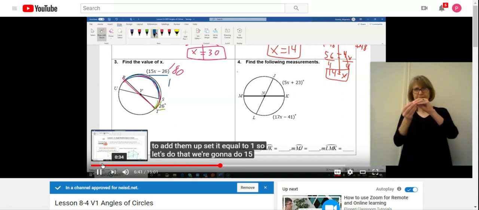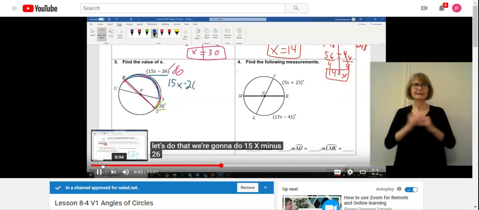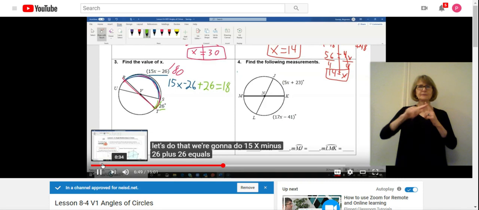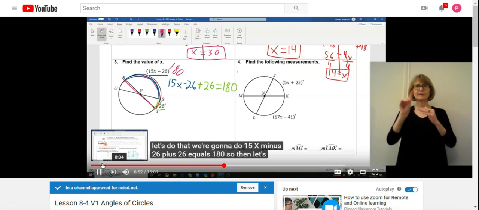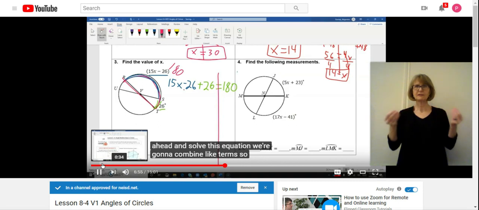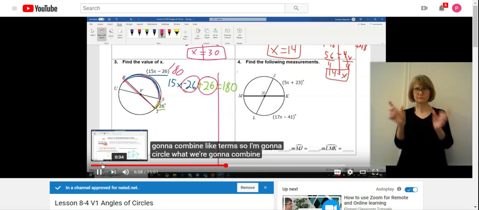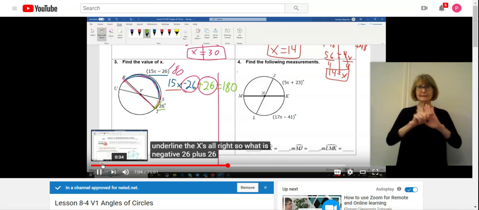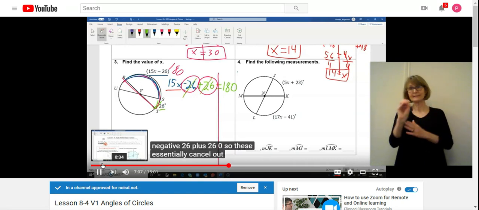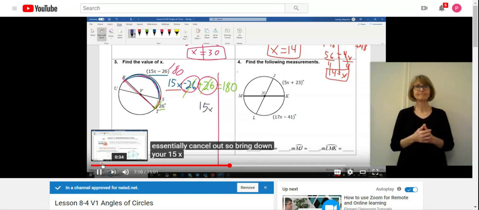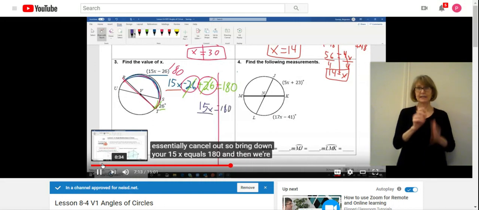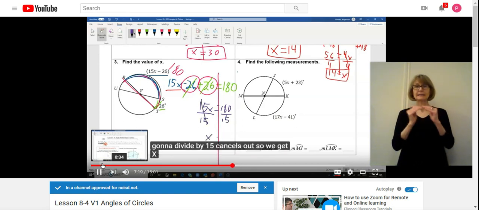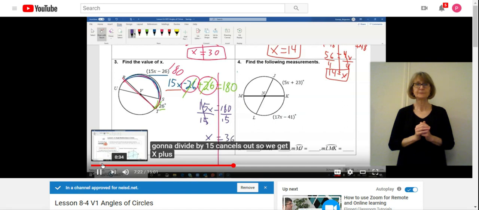So let's do that. We're going to do 15x minus 26 plus 26 equals 180. So then let's go ahead and solve this equation. We're going to combine like terms. So look at this. I'm going to circle what we're going to combine. Underline the x's. All right, so what is negative 26 plus 26? 0. So these essentially cancel out. So bring down your 15x equals 180. And then we're going to divide by 15. Cancels out. So we get x equals 36.